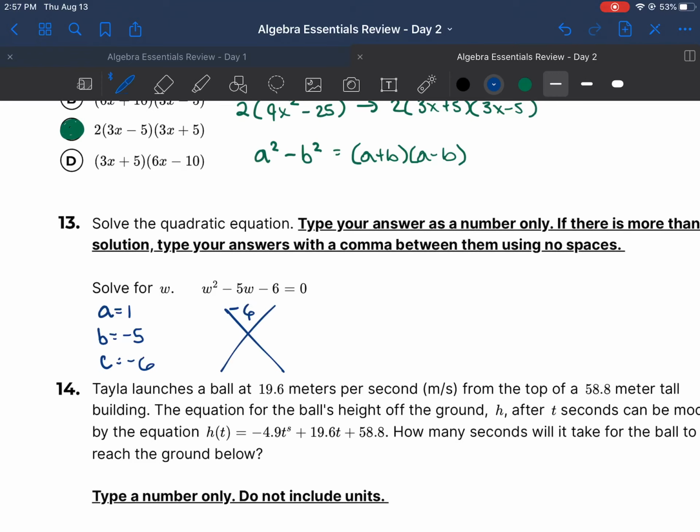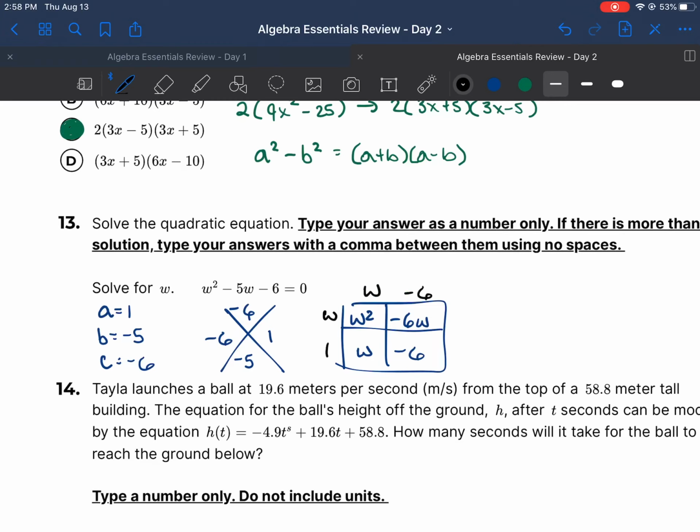So a times c, we would have negative 6 on top, we'd have negative 5 on the bottom, so we want to know what multiplies to negative 6 but adds to negative 5. Well, negative 6 times 1 is negative 6, but negative 6 plus 1 is negative 5. So this would make our box w squared minus 6w plus 1w minus 6. And that would give us the terms w plus 1 and w minus 6. So our factors would be w plus 1 times w minus 6.